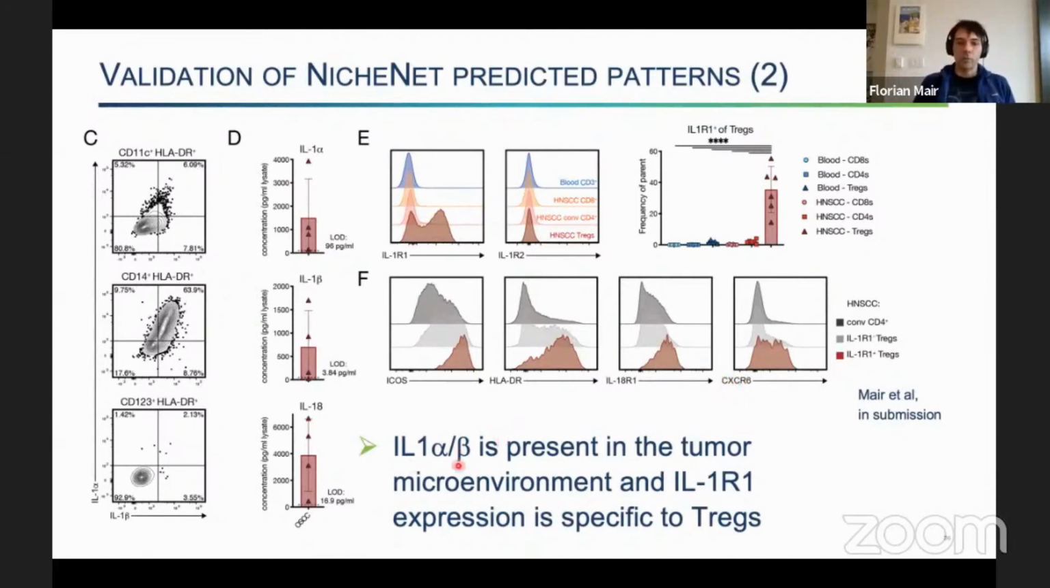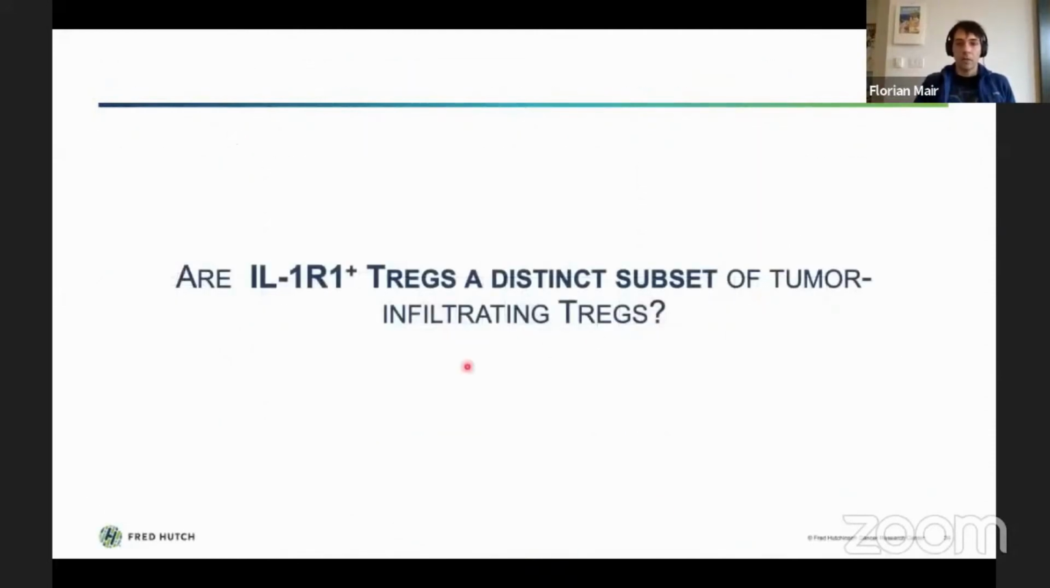So at this point, we felt that we were able to confirm the predictions that NicheNet found in our single-cell RNA-seq data, and that is that IL-1 alpha and beta is indeed present in the tumor microenvironment, and surprisingly, the expression of the corresponding receptor seems to be specific to regulatory T cells. Well, that obviously brings up two follow-up questions. The first one being, are IL-1 receptor positive Tregs truly a distinct subset of tumor infiltrating Tregs?